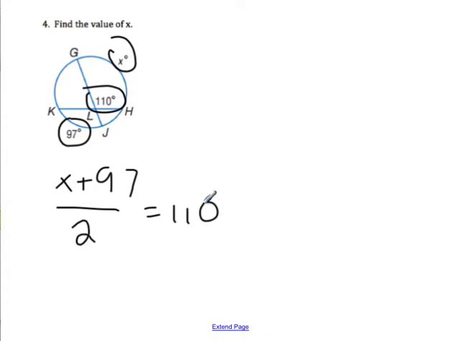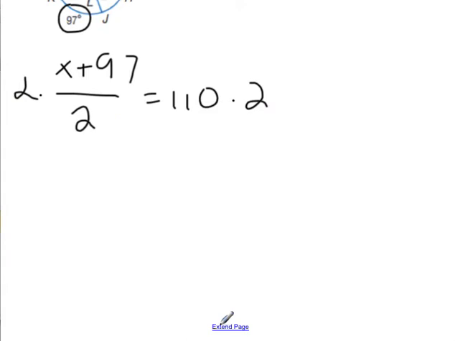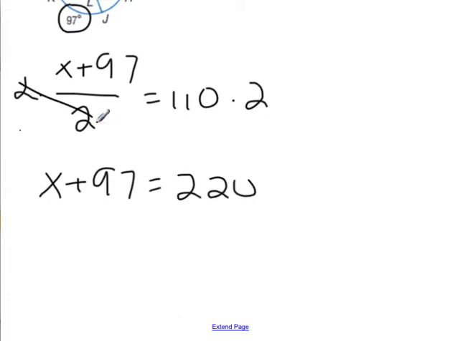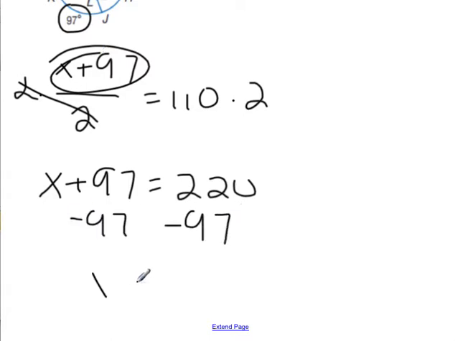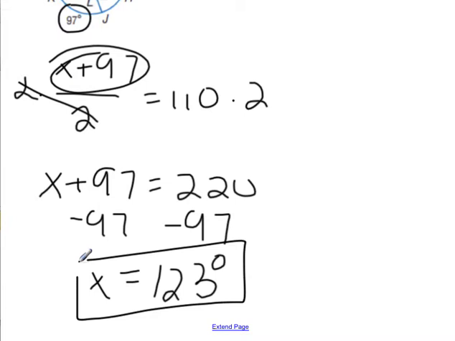Now we need to get that 2 over to the other side. So I'm going to multiply both sides by 2. So I get X plus 97 is equal to 220. When I multiplied by 2, that crossed those out, so I was just left with this on top. That's why I did that. The last thing I need to do to solve for X is to subtract 97 from both sides. So 220 minus 97 is going to give me 123 degrees for that arc measure there.